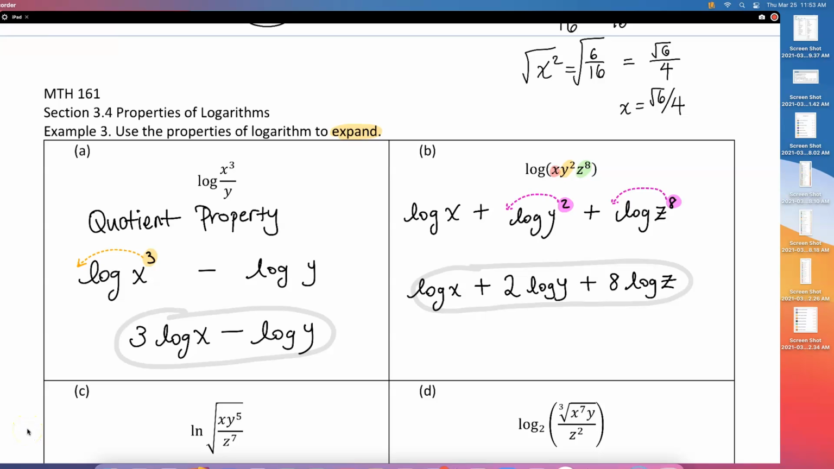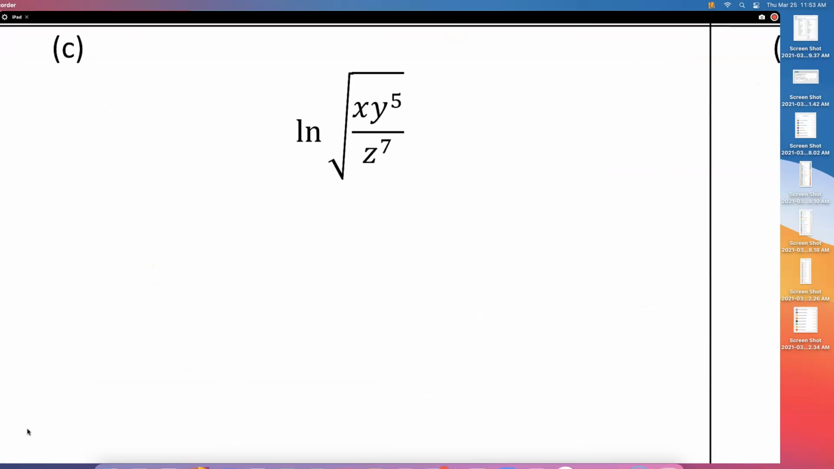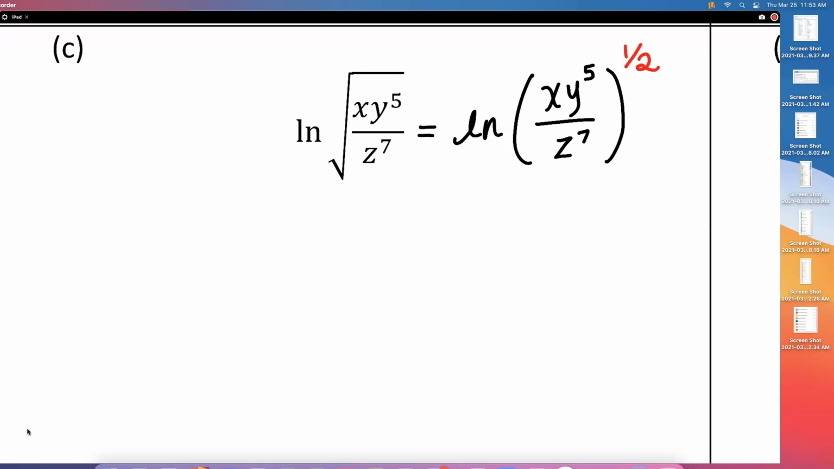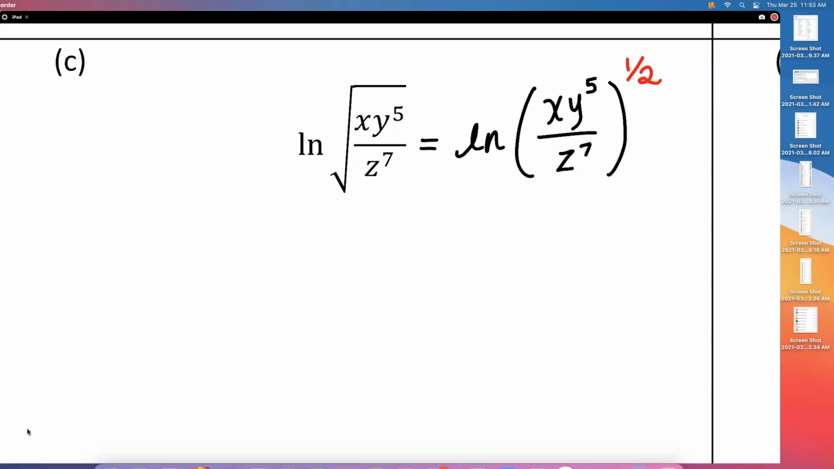Let's go over part C and D in this video. We're still using the properties of log to expand a single log expression into as many log expressions as possible. First thing that you will do with this one is this. I want you to rewrite this square root as all that fraction getting raised to the half power. Remember that square root of u, being anything inside, can be rewritten as u to the half power.